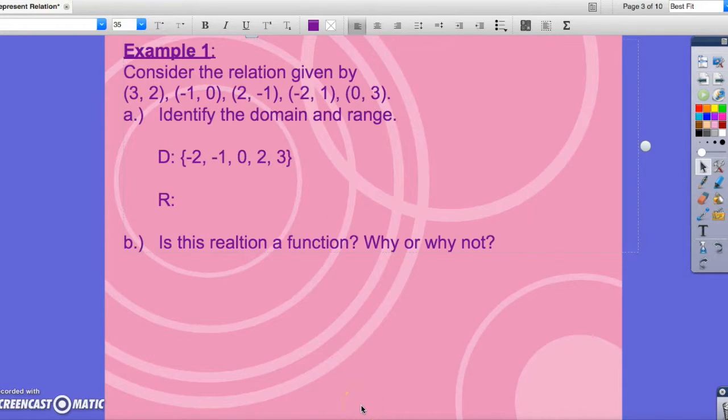Range is all the y's. And I have them ordered from least to greatest. Not that you have to do it, but I find it easier to check when we do problems together. If we all have them in the same order, it's easier. And there's our range: negative 1, 0, 1, 2, 3. Now I ask you, is this relation a function? Why or why not?